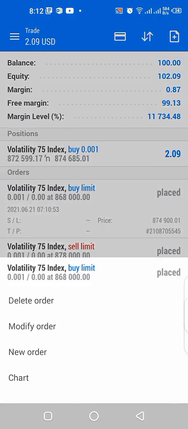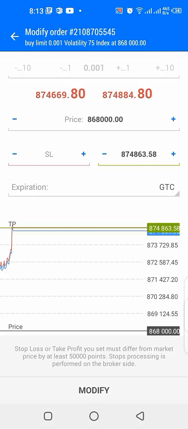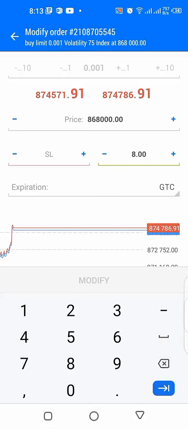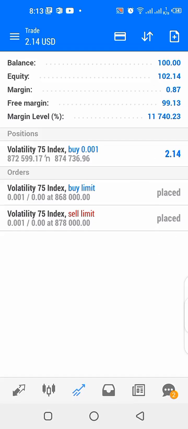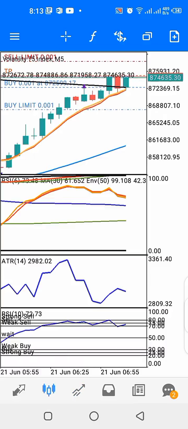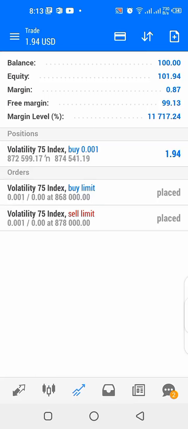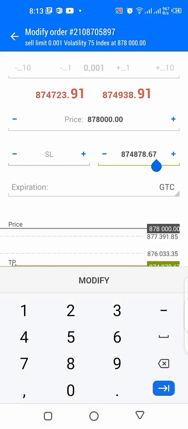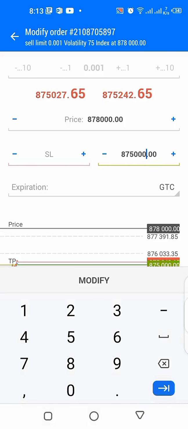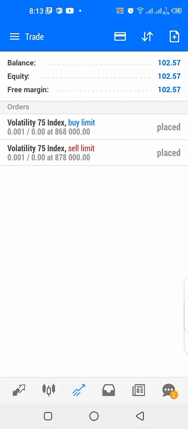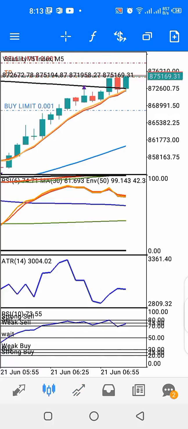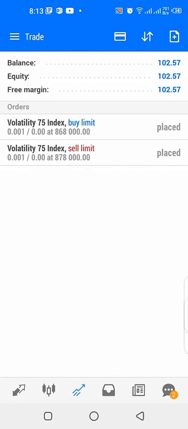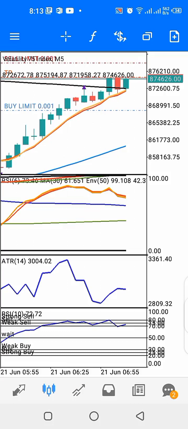But if you notice, I have a buy limit and a sell limit, right? If you notice on my trade dashboard, buy limit at 868,000 level, and I have my sell limit at 878,000 level. Okay, now the midpoint between the buy limit and the sell limit is where I enter my buy trade or sell trade. You can see that position has been closed in profit. Okay, the position has been closed in profit, $2. Okay, that's like 20 pips.